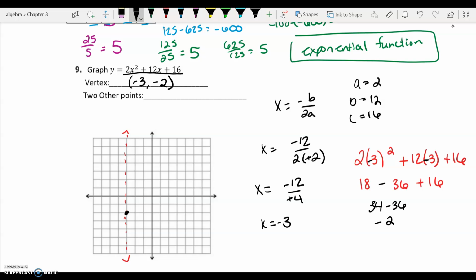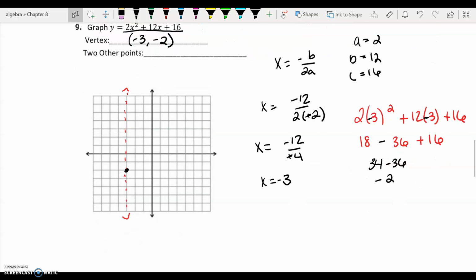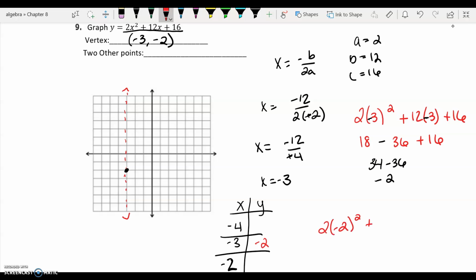Now there's two different ways to find other points. You can plug in another x value. You can make a t-chart. So I know negative 3 is the middle. That means I can use negative 4 or negative 2. Let's say if I plug in negative 2 to the equation. So 2 times negative 2 squared plus 12 times negative 2 plus 16.